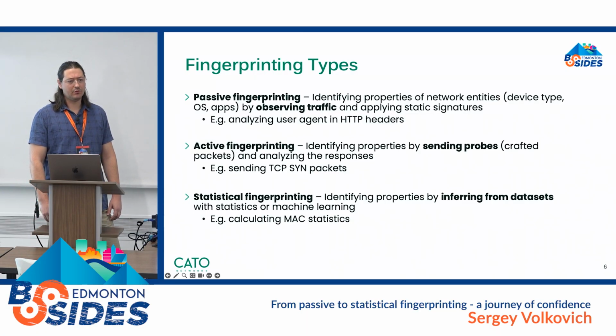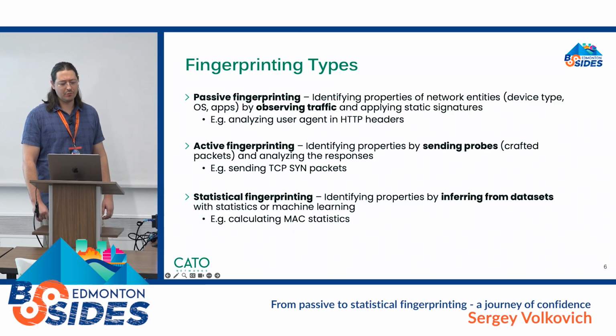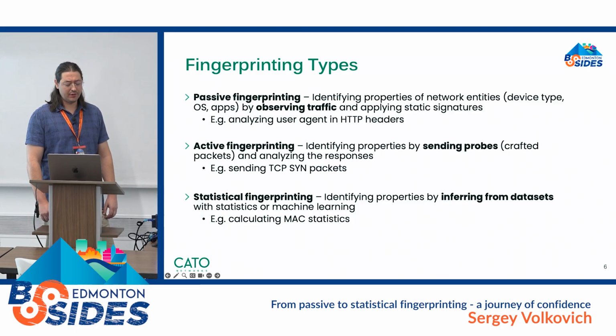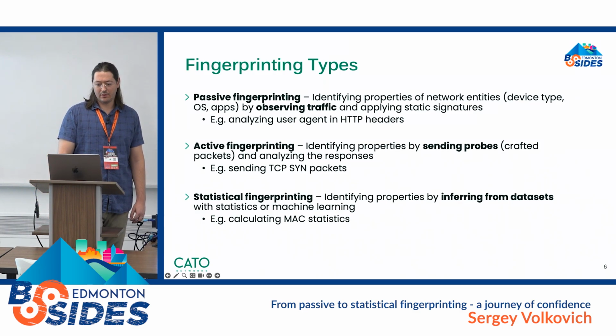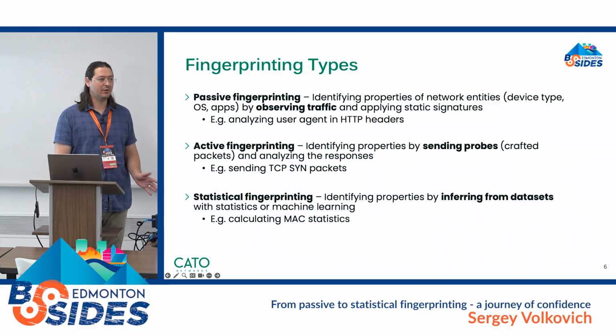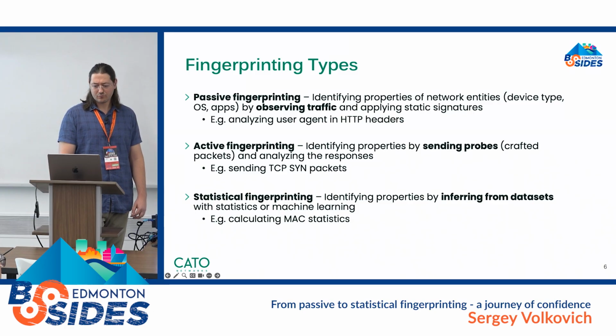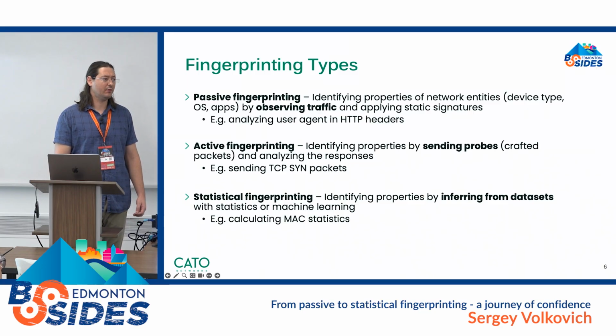So let's get the terminology precise. By passive fingerprinting, I mean the identification of properties of network entities by only passively observing the network traffic. This is as opposed to active fingerprinting, in which we probe the network with crafted packets and analyze the responses. An example for passive fingerprinting would be looking at the user agent and HTTP headers, while crafted packets could be, for example, a TCP SYN packet.